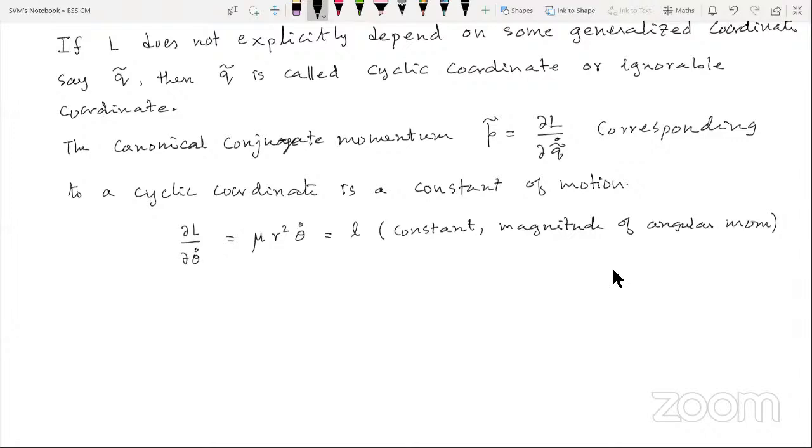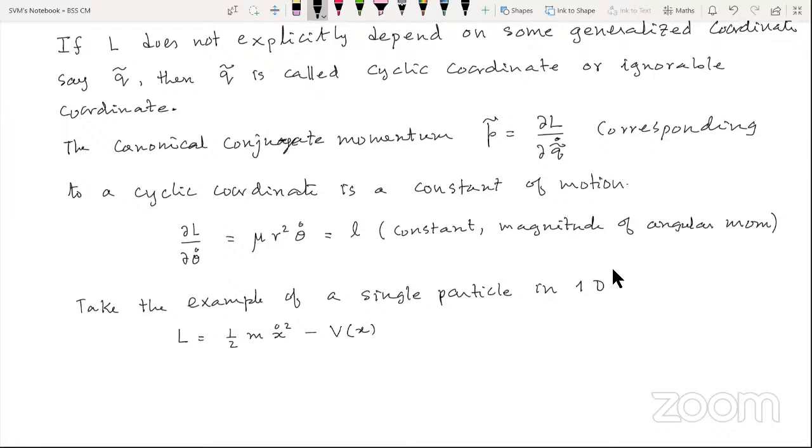Now let me come to the question you were asking. Suppose you take the example of a single particle in one dimension. Then what will be your Lagrangian? The Lagrangian is equal to half m x dot square minus some potential, which I will call V of x.